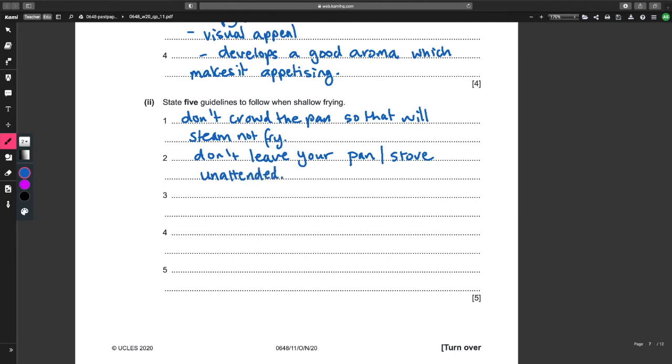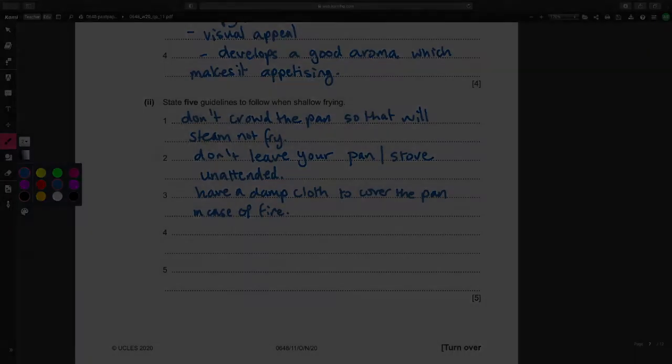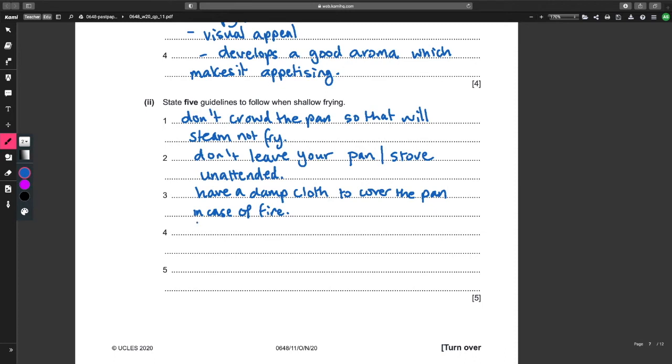Okay, you want to make sure that you are constantly there at the side. Right, in terms of health and safety, I would suggest you have a damp cloth. You could use, I suppose, a pan lid to cover the pan in case of fire. Okay, make sure that your temperature is correct.